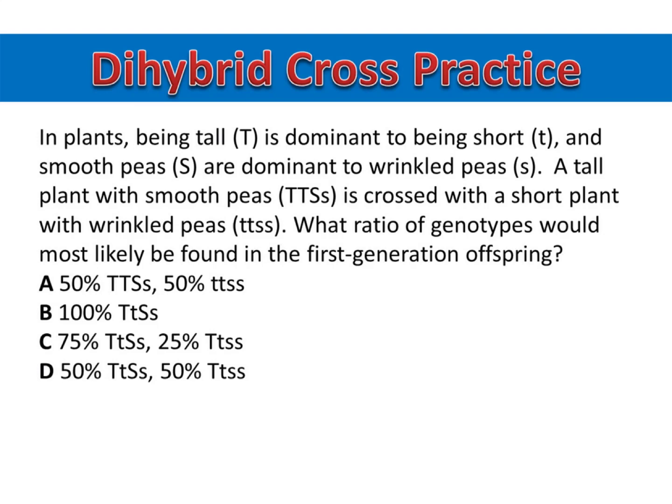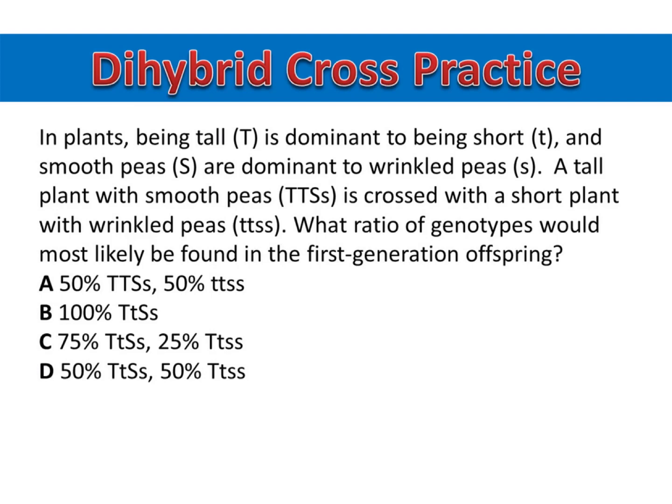In plants, being tall, big T, is dominant to being short, little t. And smooth peas, big S, are dominant to wrinkled peas, little s. A tall plant with smooth peas, big T, big S, is crossed with a short plant with wrinkled peas, little t, little s. What ratio of genotypes would most likely be found in the first generation of offspring?